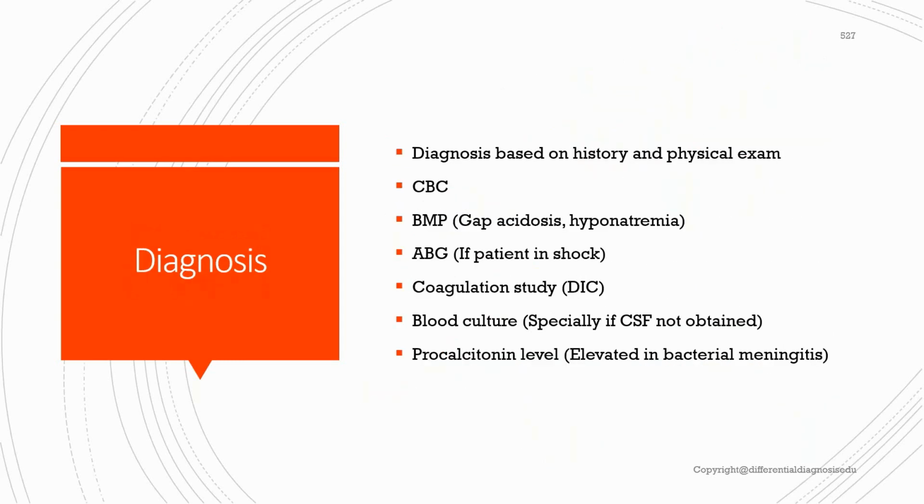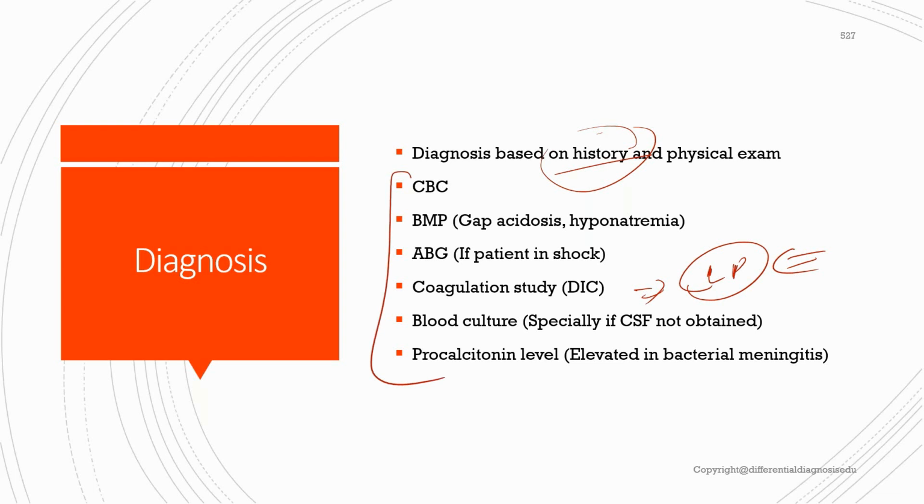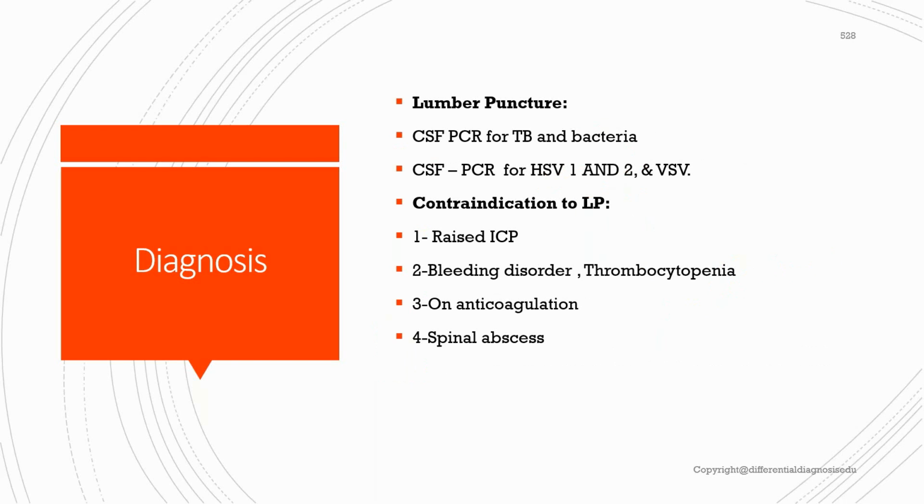How to make a diagnosis? History is important, most important actually, and you have to order an LP before you give antibiotic. The rest of the studies can all be normal. So take the history, get the LP, start the antibiotic if you are suspecting meningitis.